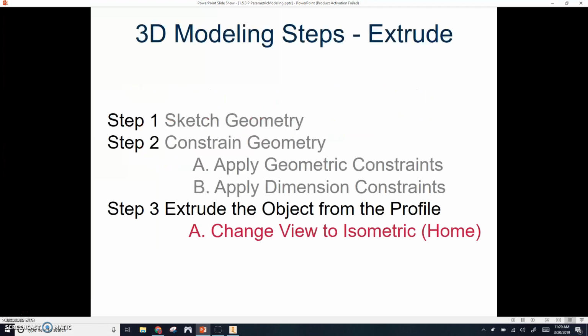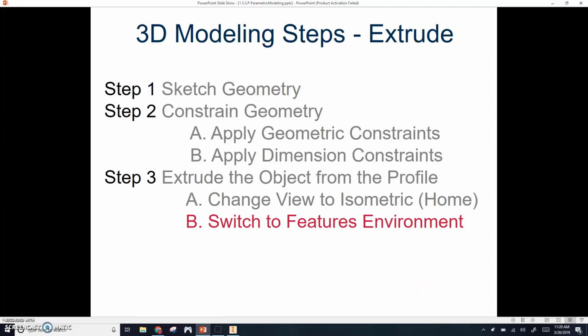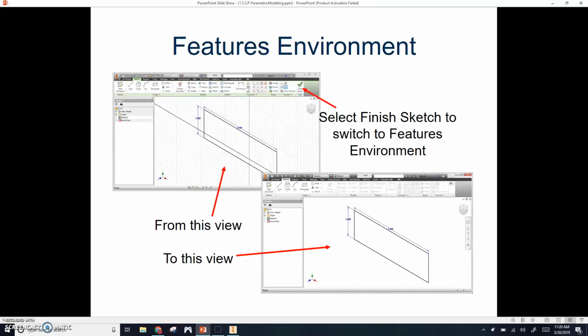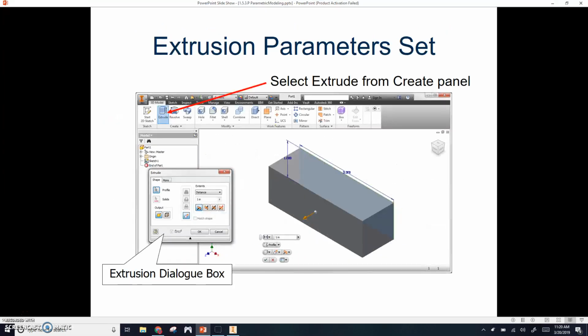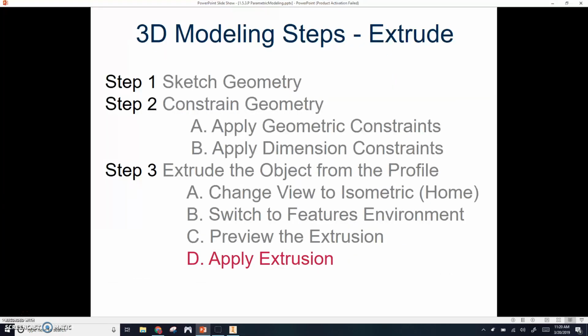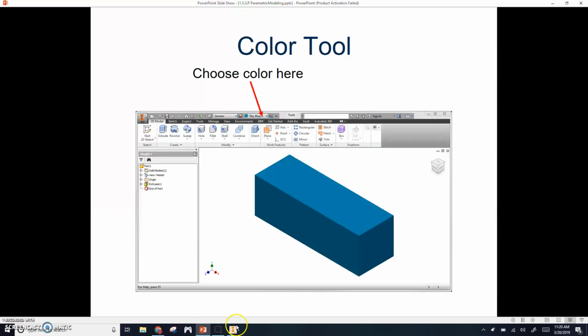So next, we're going to change our view to the isometric view, which is the home view. And we're going to go ahead and finish our sketch as well. So we're going to go to isometric. We're going to go to a features environment. We're going to finish our sketch. And then we're going to extrude it. We're going to preview this extrusion. So we're going to go through all these different steps here. And then we can color it later.